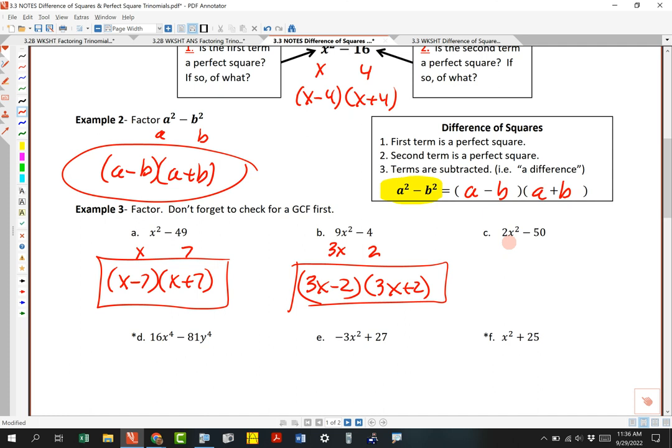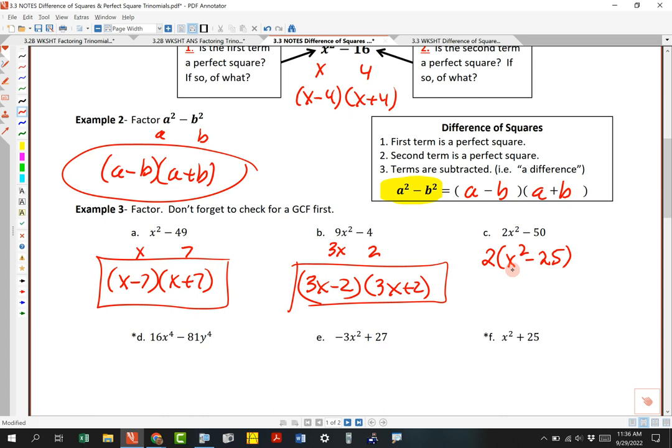Keely, did you pull out a 2? Oh, there we go. Take a look at this. You can take out a 2. Don't forget rule number 1. Just because it doesn't look like it on its face doesn't mean it doesn't work. So we're going to take out a 2. I'm left with an x squared minus 25.